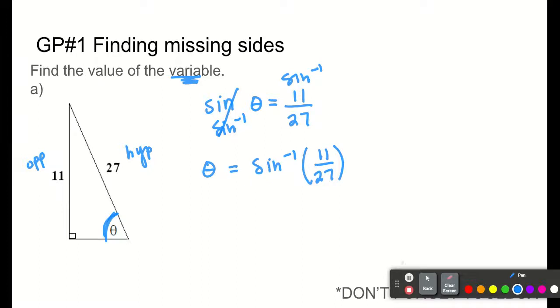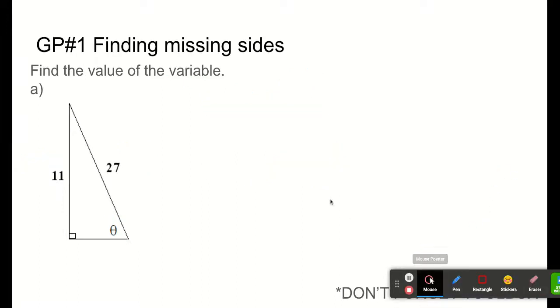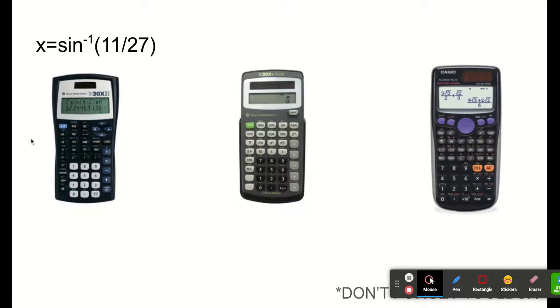So again, for each of you that have different calculators, I want to show you how to type this into your calculator. So we're looking to, and this should be theta here, we're looking for the sine inverse of 11 divided by 27.